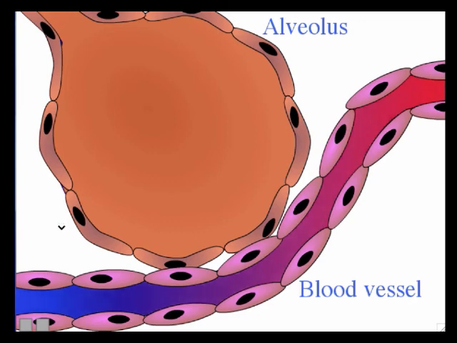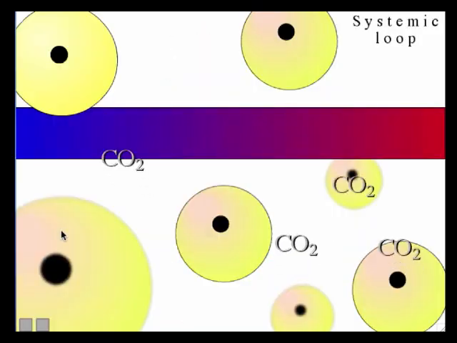There's an alveolus, and here's this blood vessel next to the alveolus. Okay, so when you inspire, you breathe in a high concentration of oxygen into your alveoli. Why is that a high oxygen concentration?